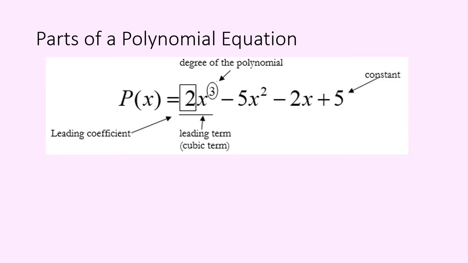Last thing I want to talk about is the constant term. It's the term that does not have a variable on it. That is mainly going to affect the y-intercept. It can also affect the possible rational roots when we get into it.